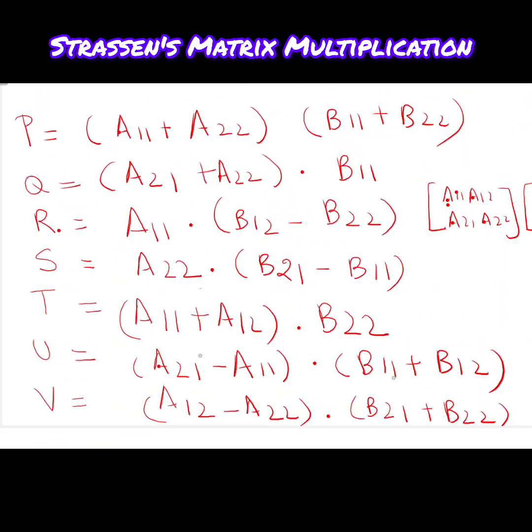So we are reducing one multiplication in Strassen's method. This is the advantage of using Strassen's matrix multiplication.